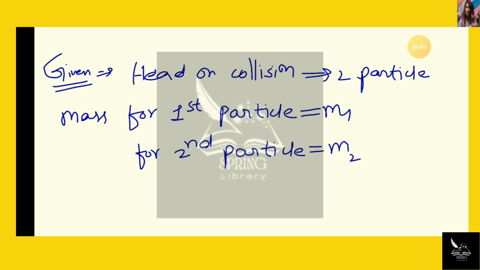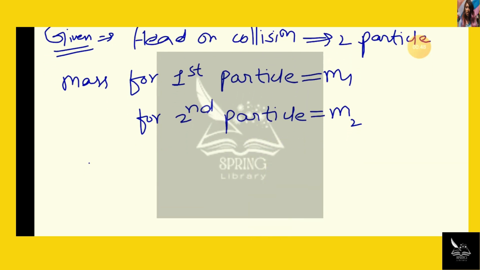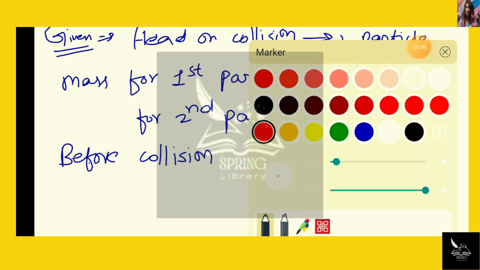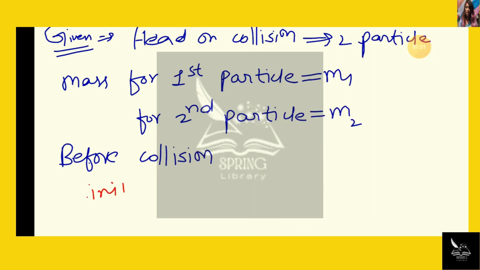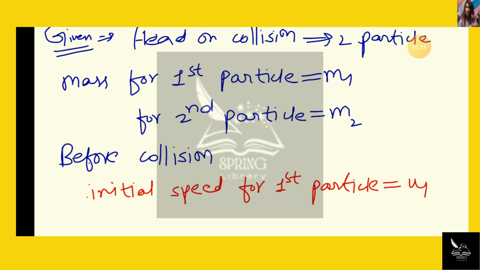Now, further information is that before collision the speed of both particles is given. The initial speed of the first particle is u1, and the initial speed of the second particle is u2.